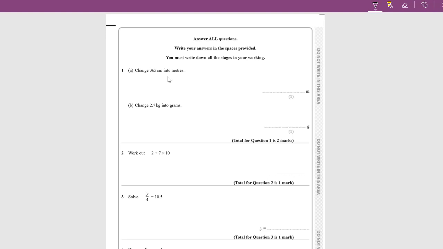So we know that 100 centimeters equals 1 meter. So if we have 365, then this is going to be equivalent to 3.65 meters. Okay, so 3.65. Next it says change 2.7 kilograms into grams.